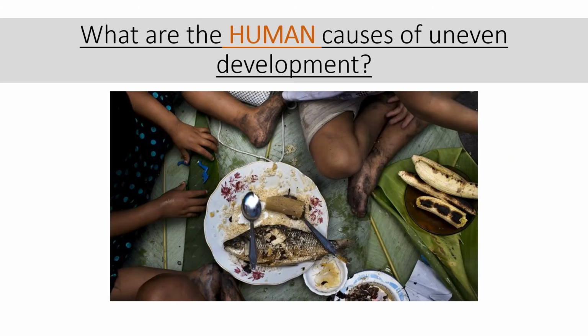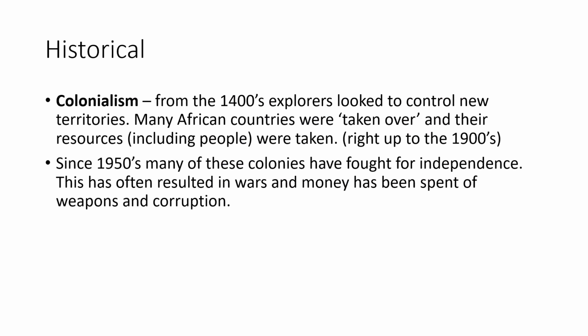Okay, we've looked at the physical factors. Now we're going to look at the human causes of uneven development. The first one for your table is historical. So you'll need to put a little title, historical and human causes. The first cause then for historical, and this can go into your explanation, is to do with colonialism.